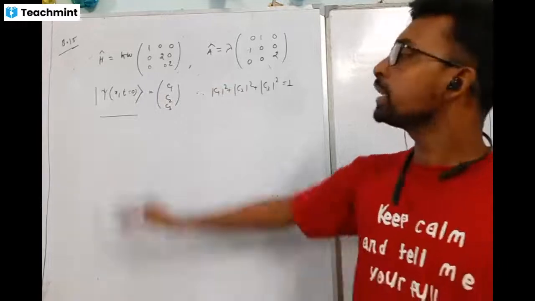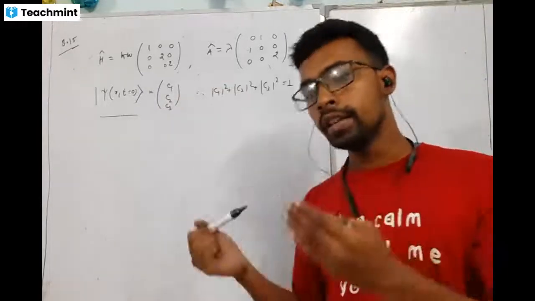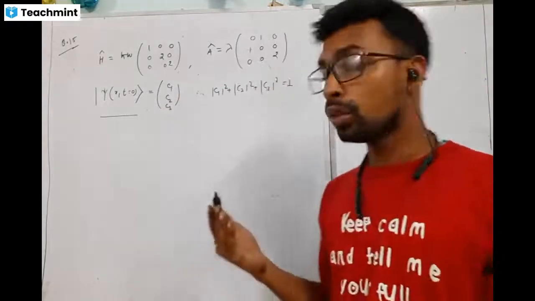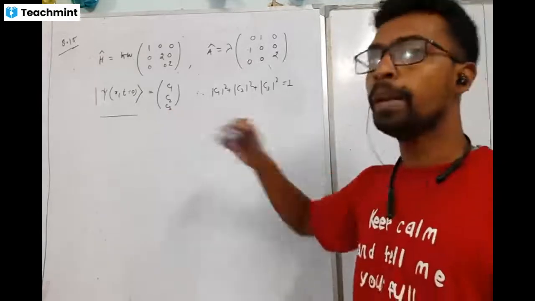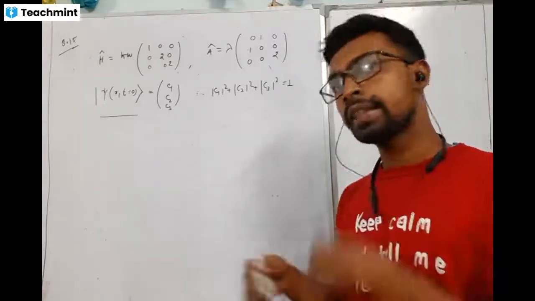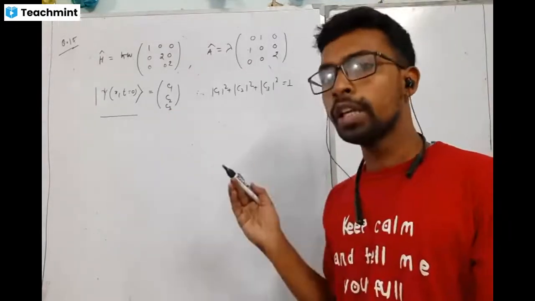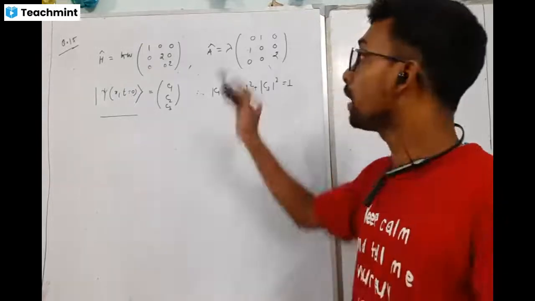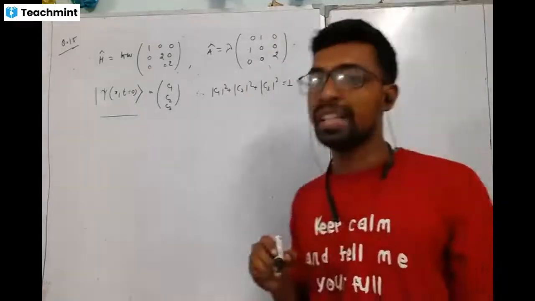Okay, so this expression can be written in terms of time t. We write it as a time dependent wave function, and then we can find the probability of measuring the eigenvalue lambda of this operator A cap.